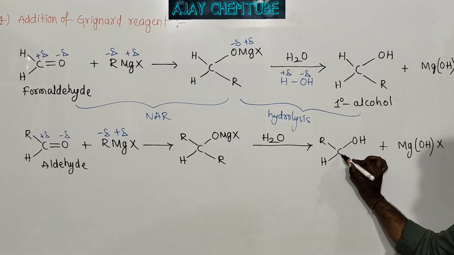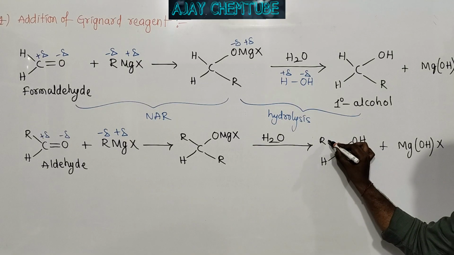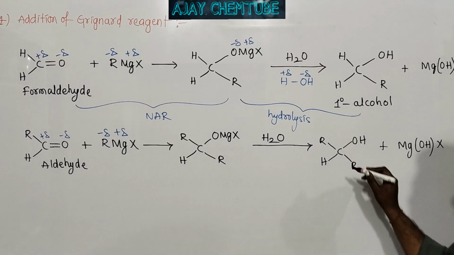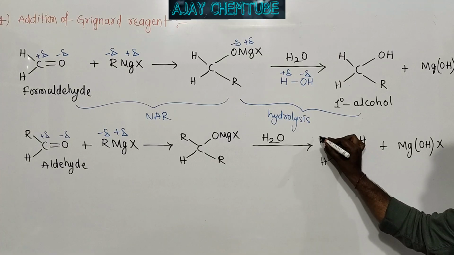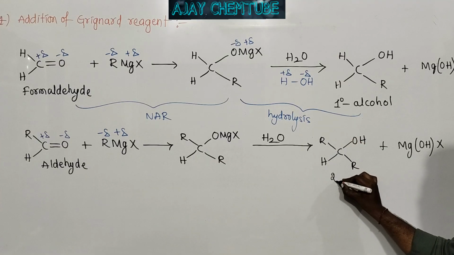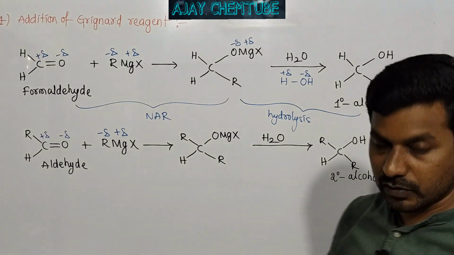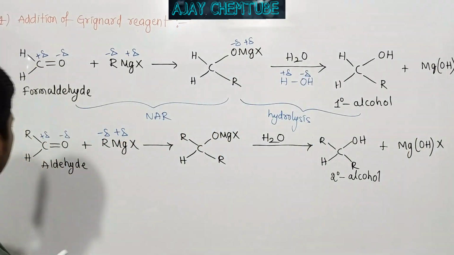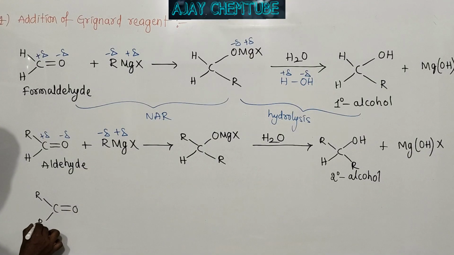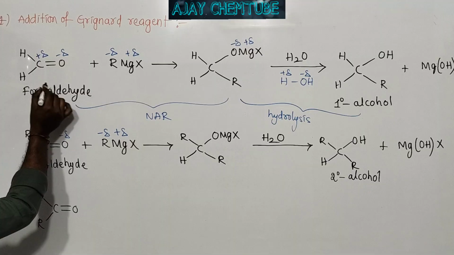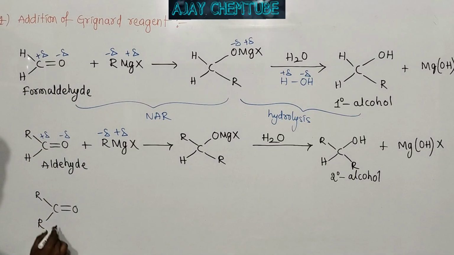The hydroxy group containing carbon here is directly attached to two carbons. In an alkyl group, what is the central atom? Carbon. Hydrogen will not be a central atom. So carbon, carbon. That's why the hydroxy group containing carbon is directly attached to two carbons. So this is a secondary alcohol. Next, if we take a ketone, first we took two aldehydes, formaldehyde and other aldehyde. Now this is a ketone.